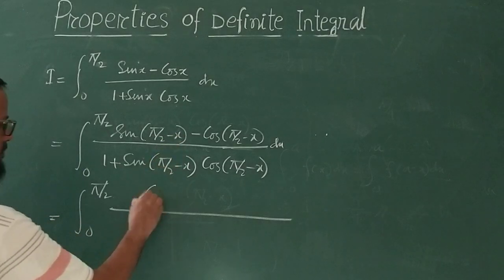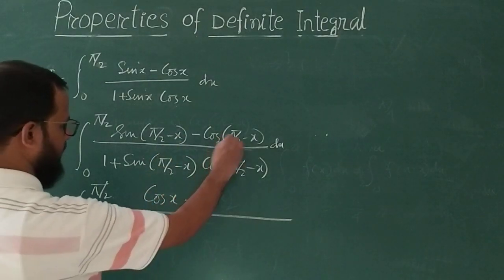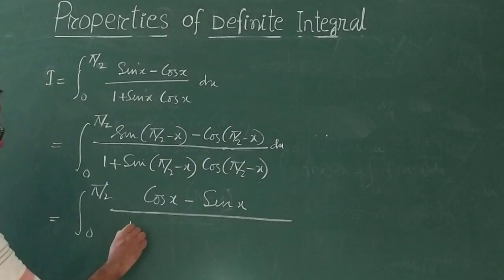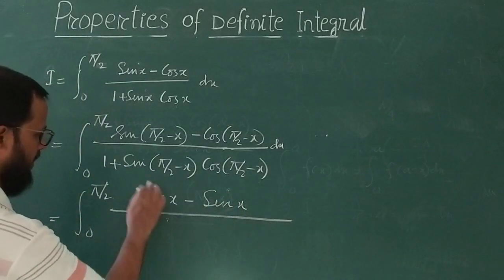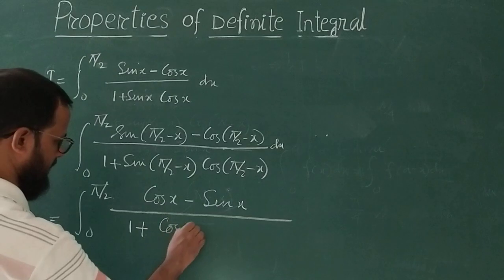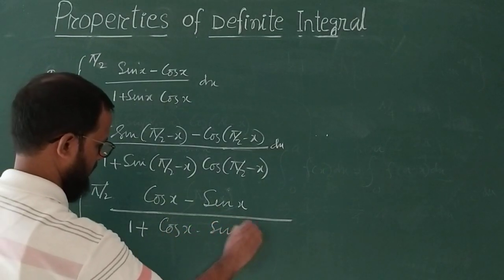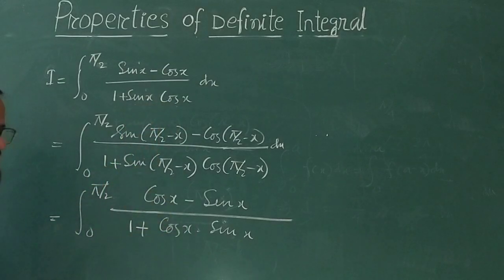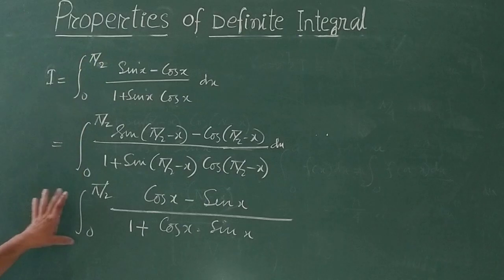Sin pi by 2 minus x is equal to what? Cos x, and cos pi by 2 minus x is equal to what? Sin x, and this denominator is what? 1 plus cos x into sin x. Ultimately the denominators 1 plus sin x cos x and 1 plus cos x sin x are the same. This is your I, this is also your I.